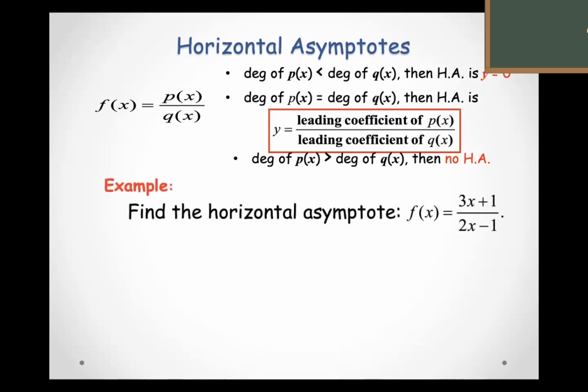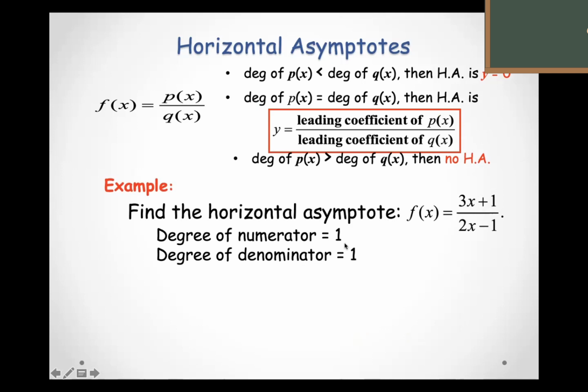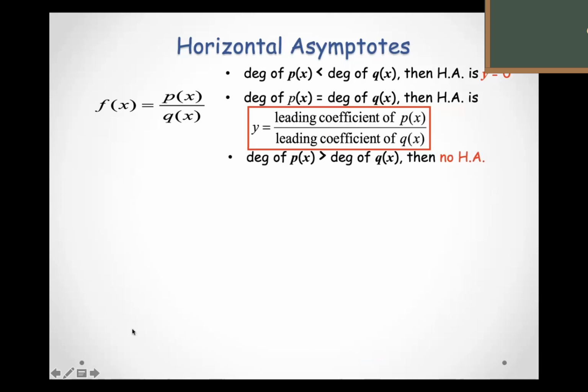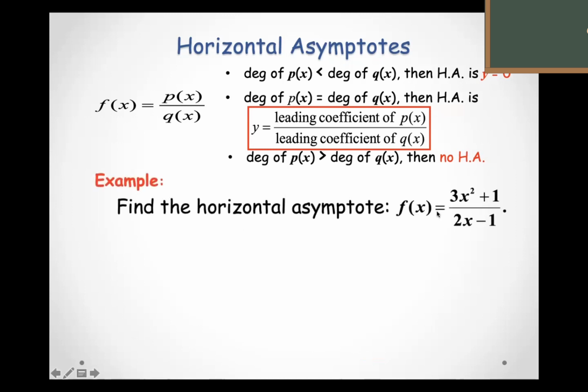Okay. Another example. Find the horizontal asymptote of f of x equals 3x plus 1 over 2x minus 1. They have the same degree, right? The degree of the numerator is 1, the degree of the denominator is 1. So, the degree of the numerator is equal to the degree of the denominator. Their horizontal asymptote is the ratio of their leading coefficients, 3 halves.